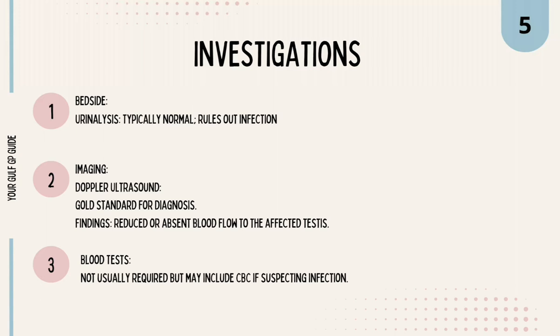Then the gold standard is Doppler ultrasound. You have to see the ultrasound of the patient's testis. Reduced or absent blood flow to the affected testis confirms the diagnosis. Okay, a blood test is not usually required, but you can do a CBC. And if you suppose this patient has testicular torsion and has to undergo surgery, then you can do the complete surgical workup for the patient.